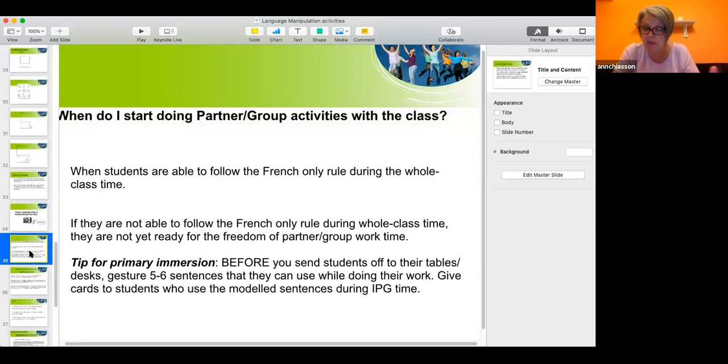Les enfants parlent en français tout le long de votre activité dirigée. So before you send them off to their tables or desks, gesture 5 or 6 sentences that they can use while they're doing their work. And then give the cards, les petites cartes qui disent « J'ai parlé seulement en français ». Give them out while they're working and they are using these sentences.